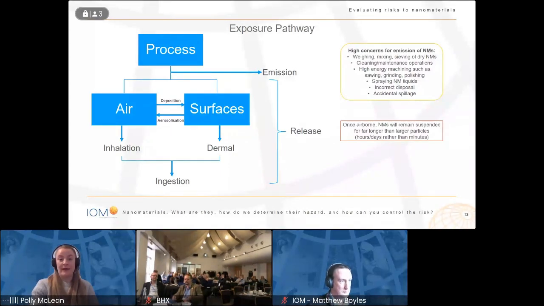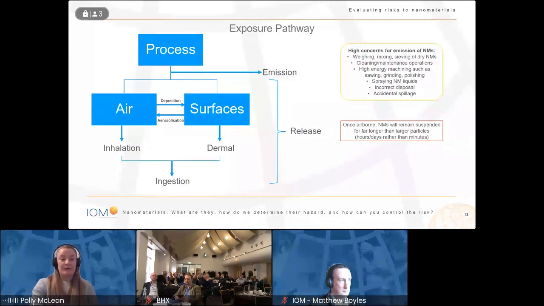So you could get emission from many different processes that involve nanomaterials. Of highest concern from our kind of studies and also in literature are any processes that involve the use of dry powders, so things like weighing, mixing, sieving, and any operation that is of high energy, so cleaning and maintenance operations, machining such as sawing, grinding, polishing, any process that would involve spraying liquid dispersions of nanomaterials, and also things like incorrect disposal and accidental spillage.